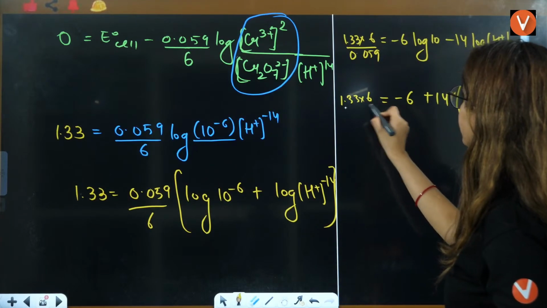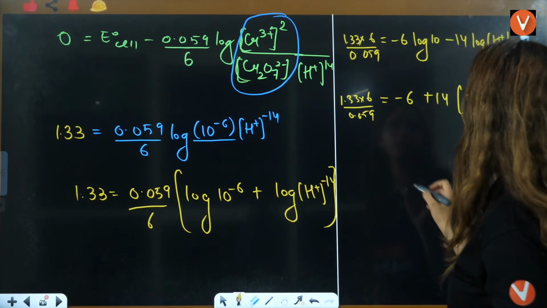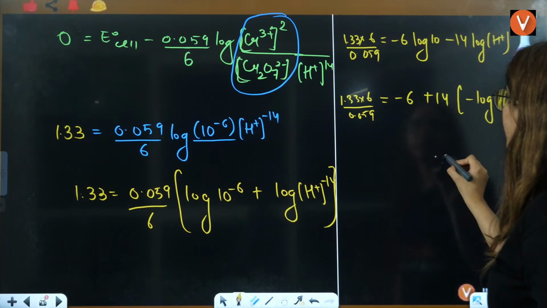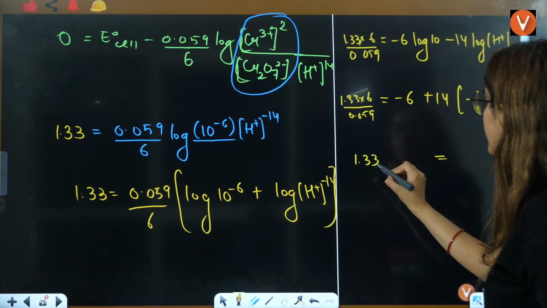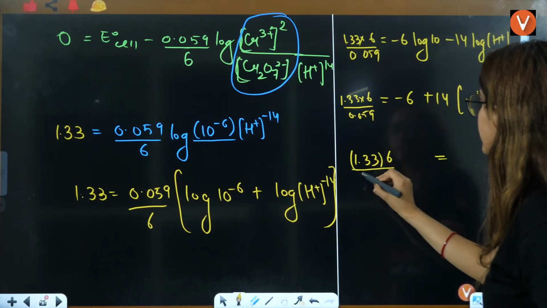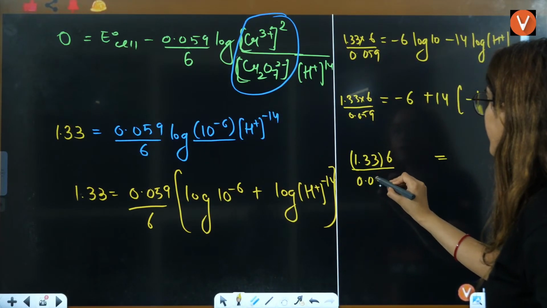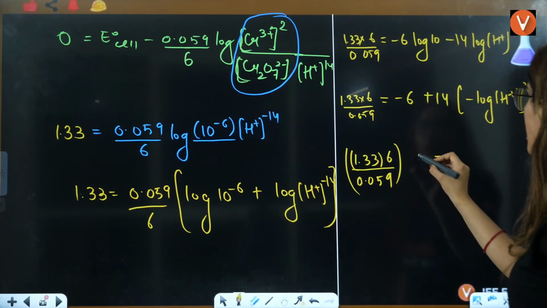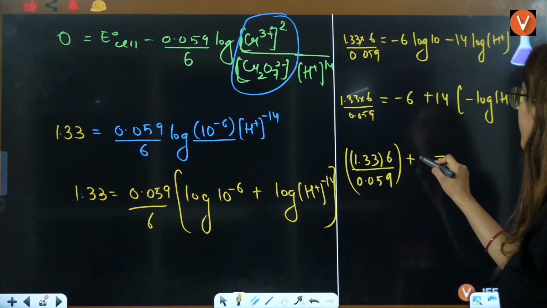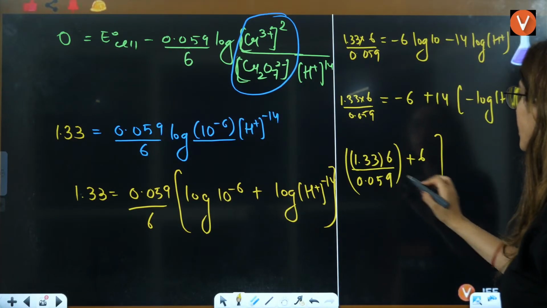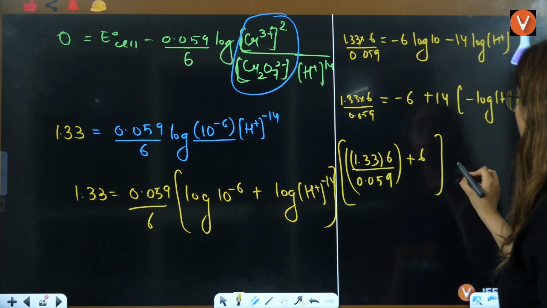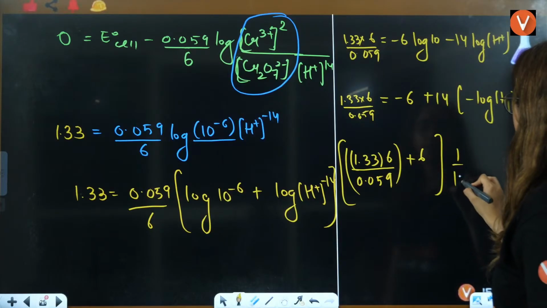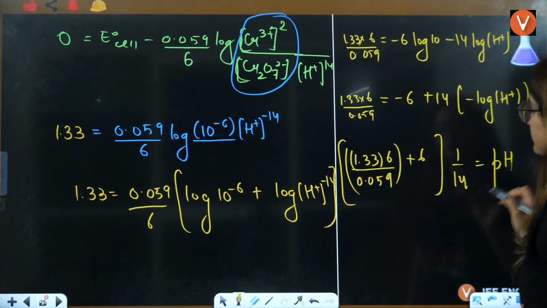1.33 multiplied by 6 divided by 0.059, or you can say 0.06, plus 6, then it is altogether divided by 14, right? That will be your pH.